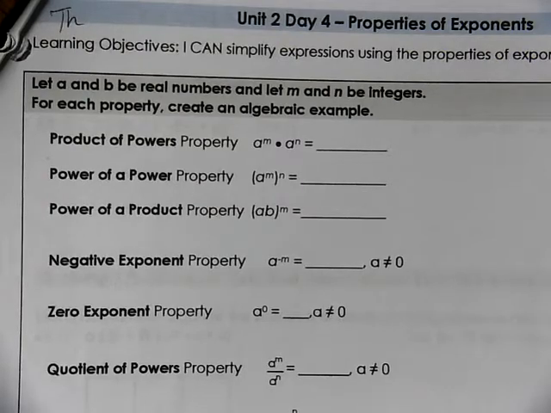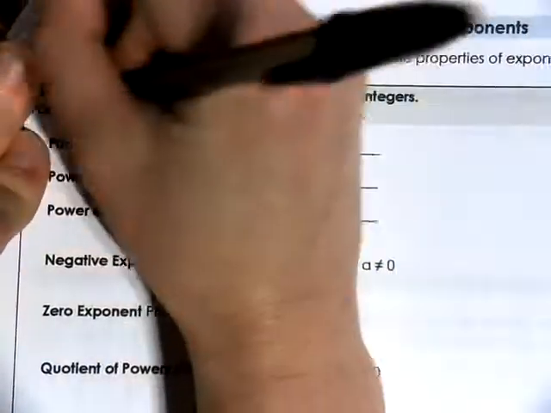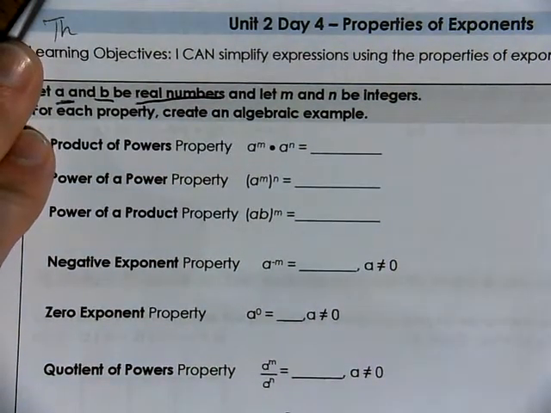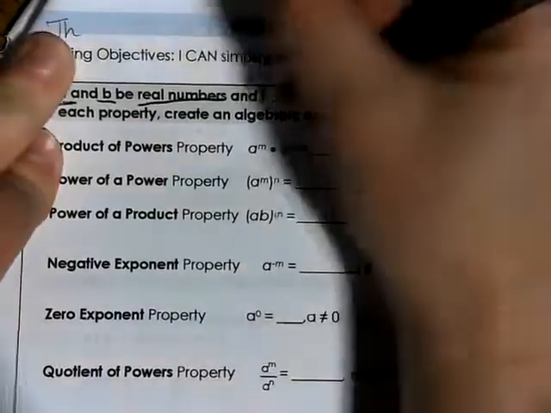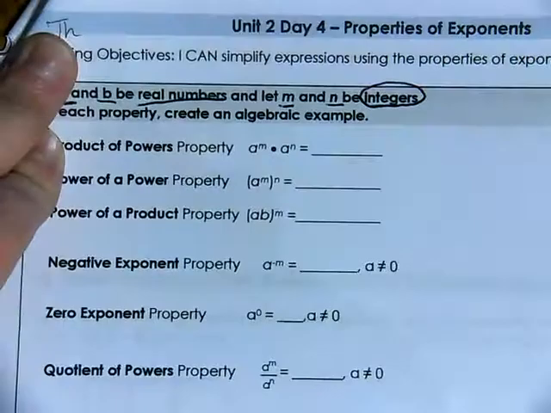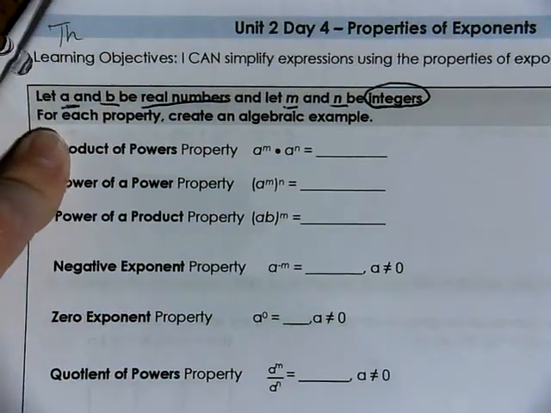For all of the properties of exponents that I'm going to describe today, I'm going to be working with variables a and b and variables m and n. Variables a and b are going to represent the bases of our exponential expression, and m and n are going to represent the exponents. Our bases are allowed to be real numbers, so any number that you can think of. We are not working with the value of i, so just real numbers. And m and n are going to represent integers. Integers are positive and negative whole numbers.